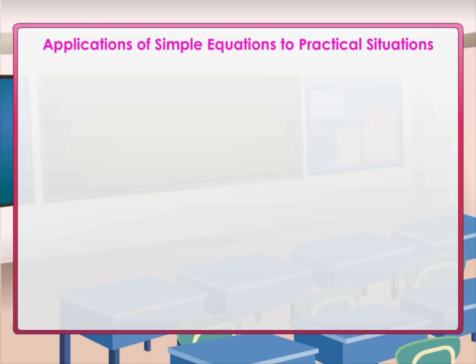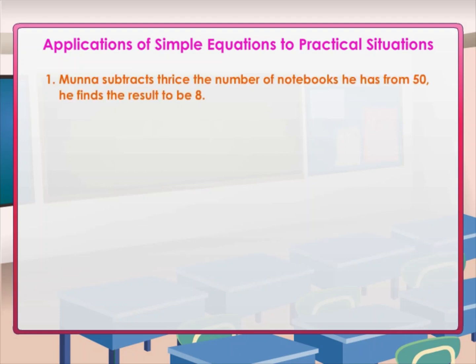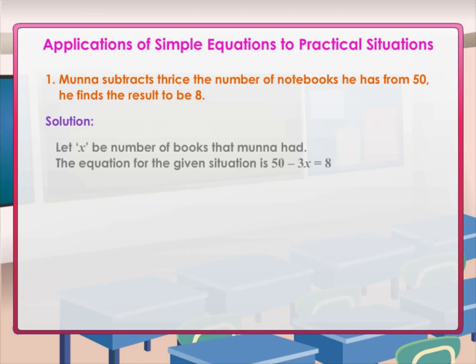Applications of simple equations to practical situations. The situation is, Munna subtracts thrice the number of notebooks he has from 50. He finds the result to be 8. We have to form this statement as a simple equation and solve it. Let x be the number of books that Munna had.